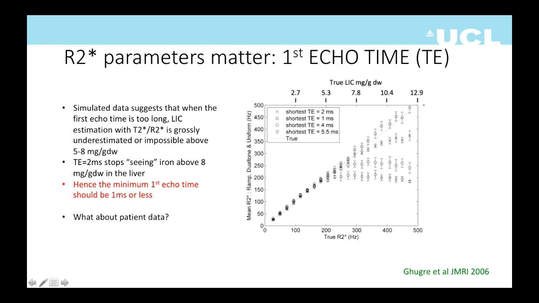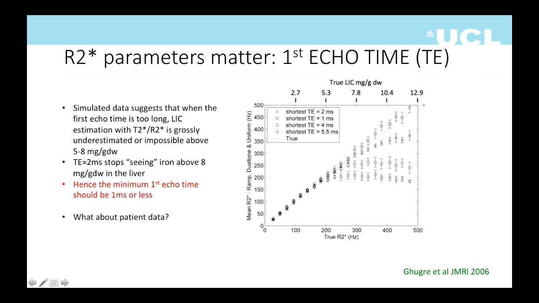So they simulated the R2 star data by different means to acquire them against true R2 star. And they found out that if you use an echo time longer than 1 millisecond, you stop being able to see liver iron above 7.